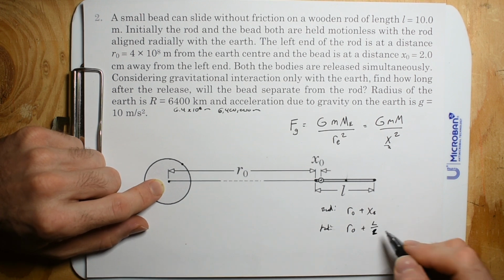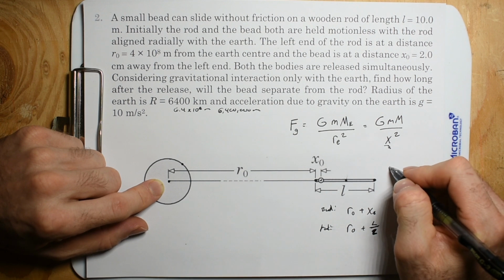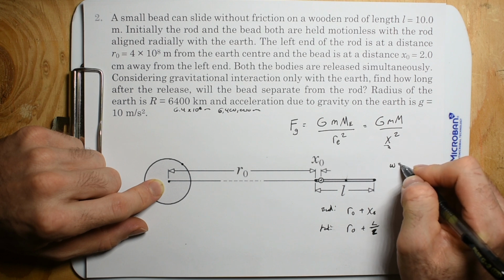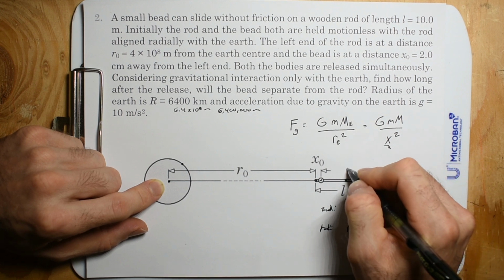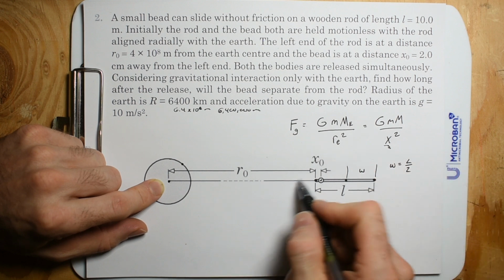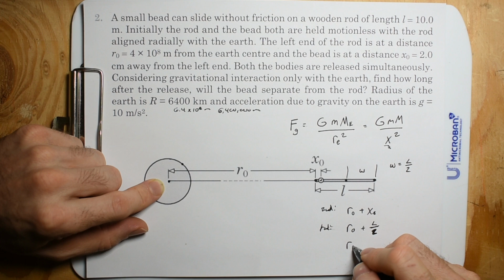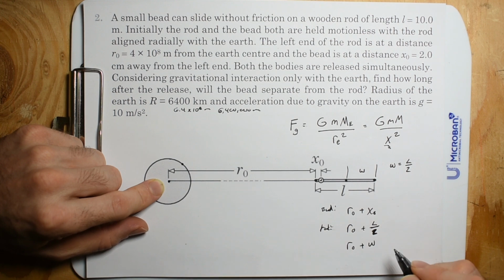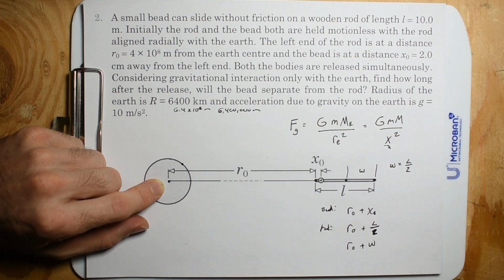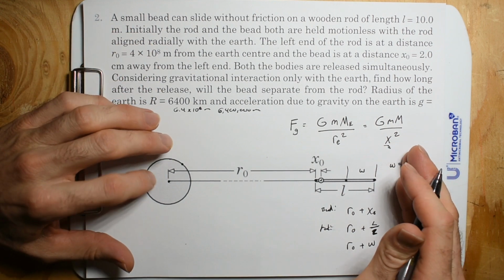But for this problem, I didn't want to write L divided by 2 all the time. Look at that, that's 3 strokes of the pen. So I'm just going to say W is equal to L divided by 2. So this rod, there's W. Cool. And we have 2 of those, and that's just going to be way easier. So we're going to do r naught plus W.